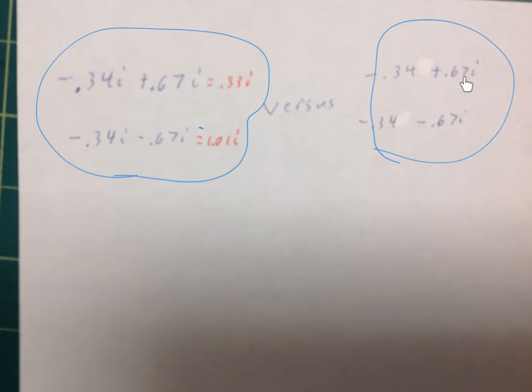Over here, the terms do not both have an i, so that this is called the real part of a complex number, and this is called the imaginary part. And so this would be the final answer. And so, 0.33i is different than this.